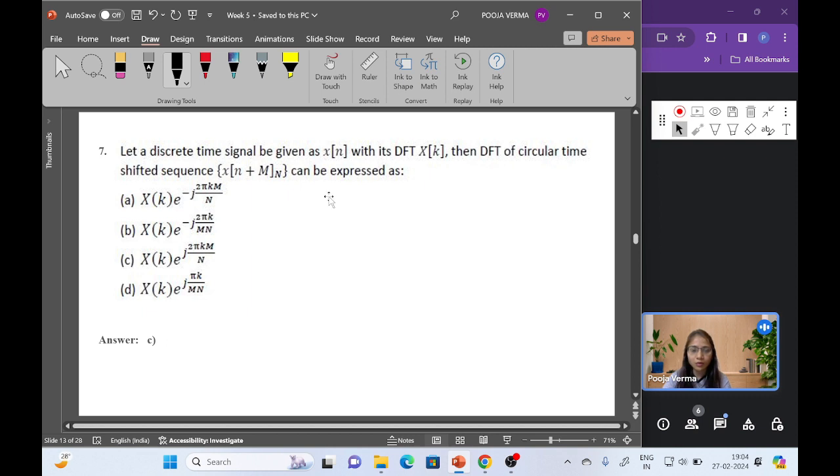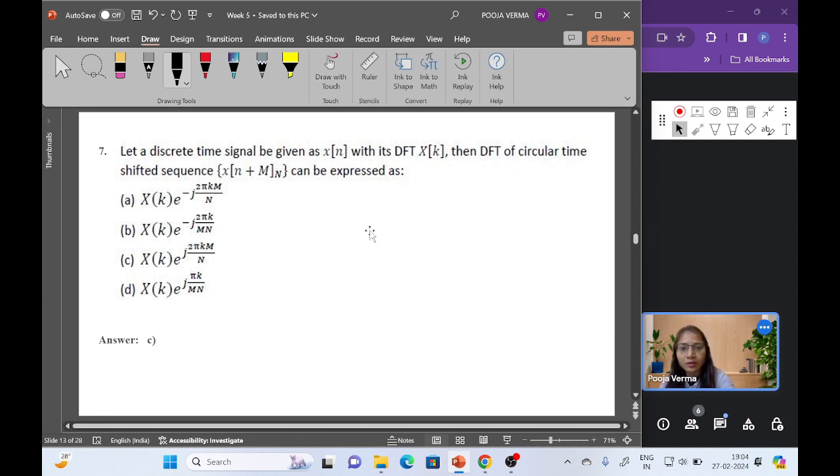This is also one of the properties related question. Let a discrete time signal be given as x of n with its DFT x of k, then the DFT of a circular time shifted sequence x of n plus m, N-point, can be expressed as.